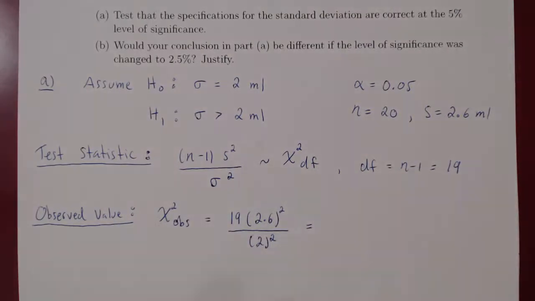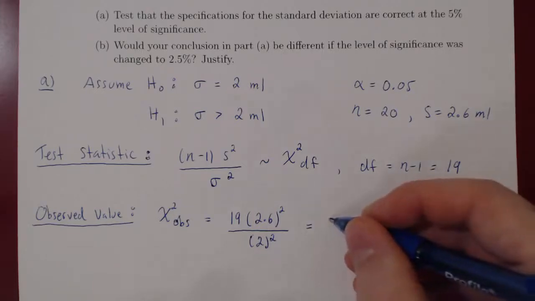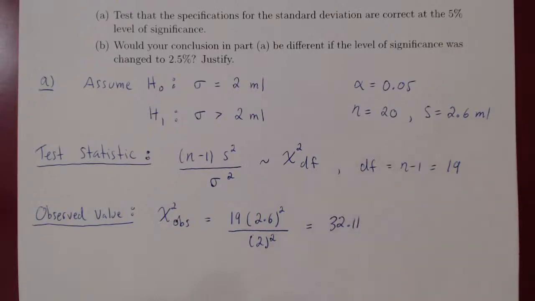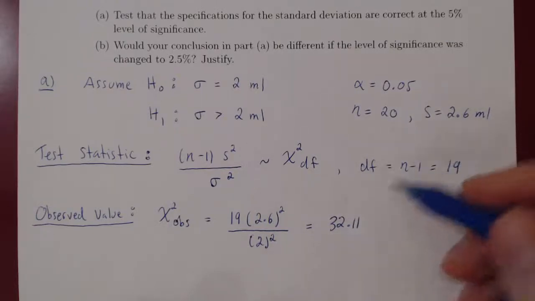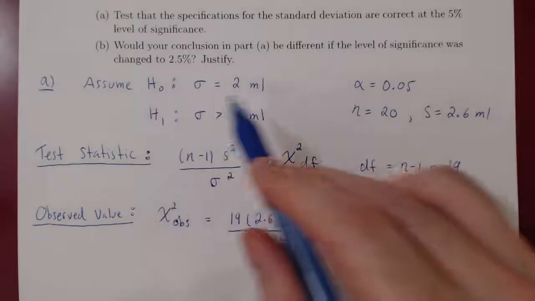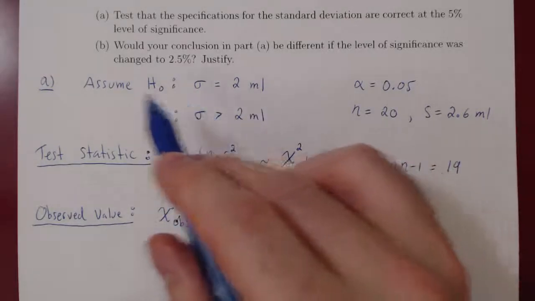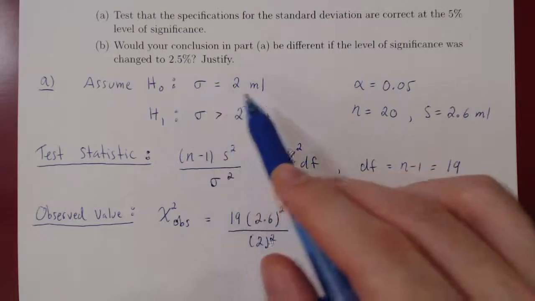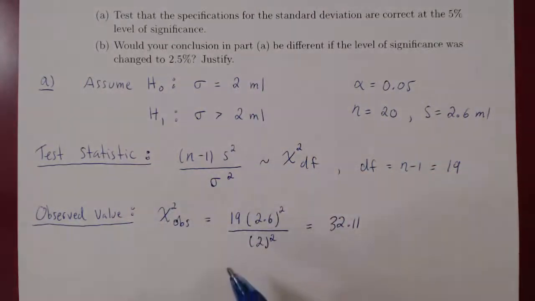With your calculator, if you compute this, 19 times 2.6 squared divided by 2 squared, which is 4, you will arrive at an observed value of chi-square of 32.11. This is under the assumption that H0 is true. So we assume that the bottle filler is calibrated, therefore has a standard deviation of sigma equal to 2.